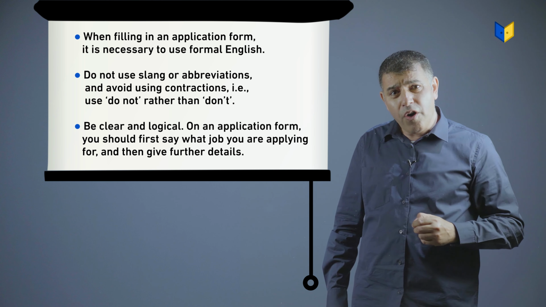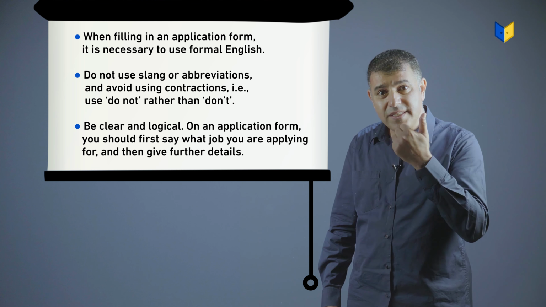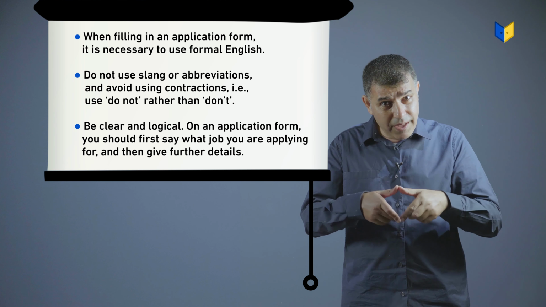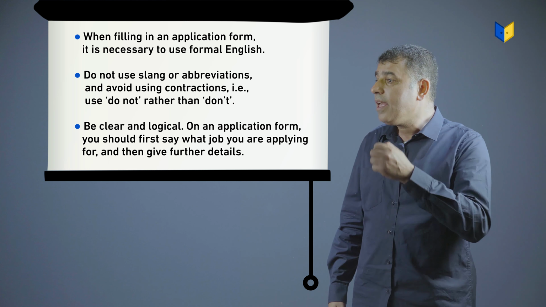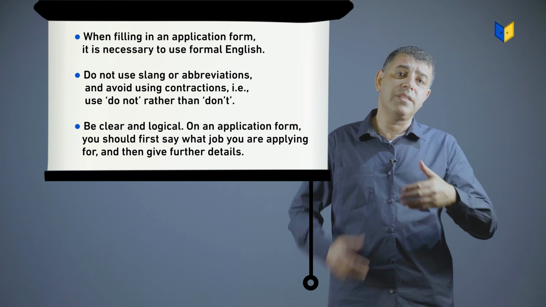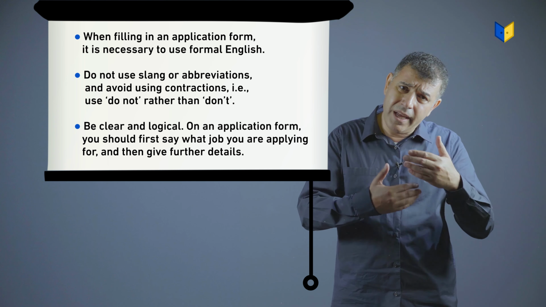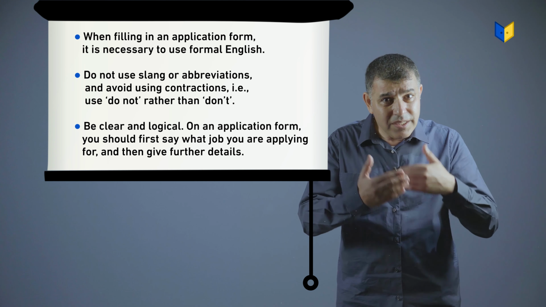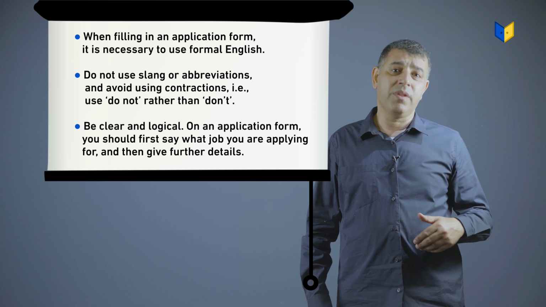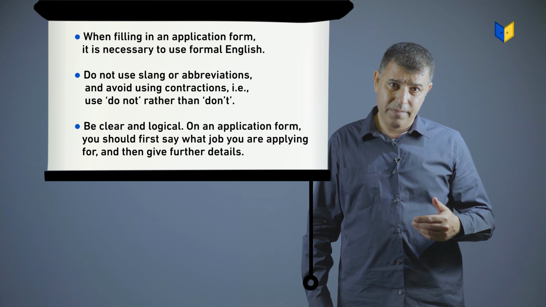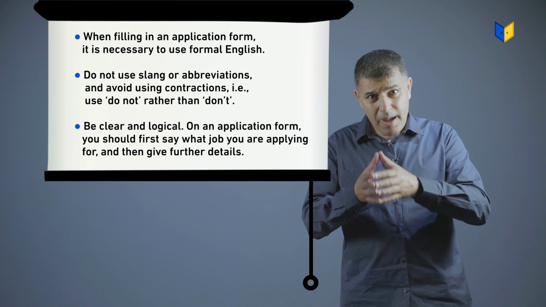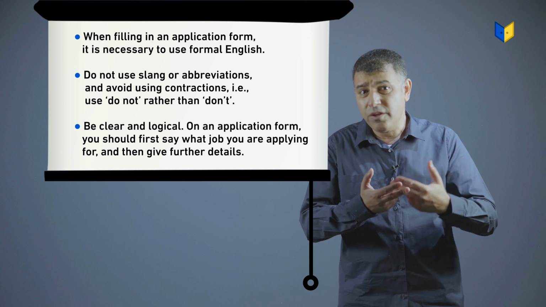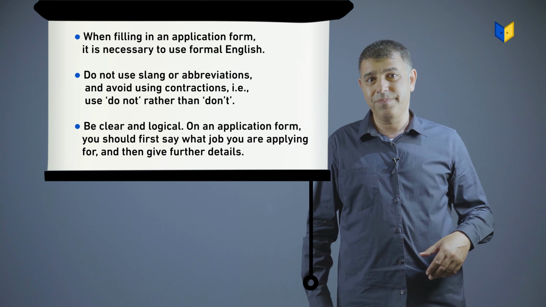On an application form, you should first say what job you are applying for. شو الوظيفة اللي بدك تتقدم لها. And then give further details. بعدين تعطي شغلات إضافية أو تفاصيل إضافية عن الوظيفة اللي بدك تقدم لها. يعني you mention first the job and then you start talking about your experience and your contributions to the job.